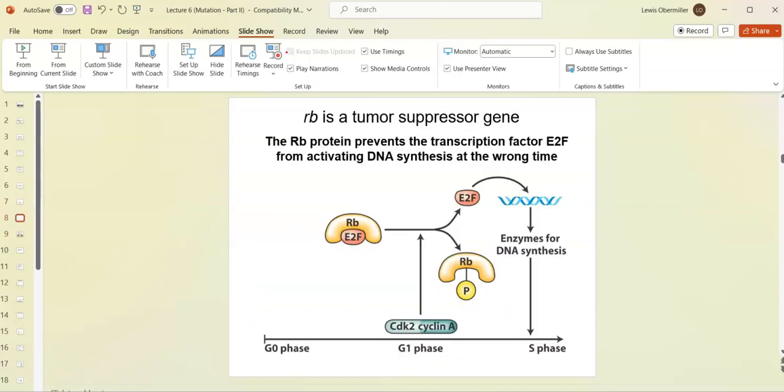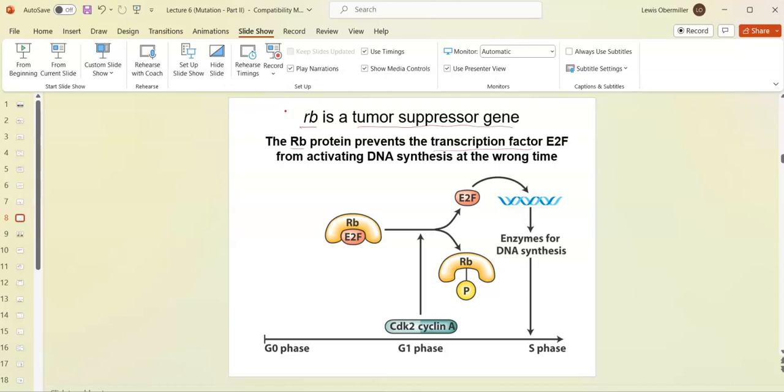All right. So RB is the opposite, right? This is a tumor suppressor gene, an example of a tumor suppressor gene. This stands for retinoblastoma. It's a childhood disease that's relatively rare, but scientists are now figuring out that this is involved in a lot of cancers. So it prevents the transcription factor, right? Remember we talked about transcription factors.